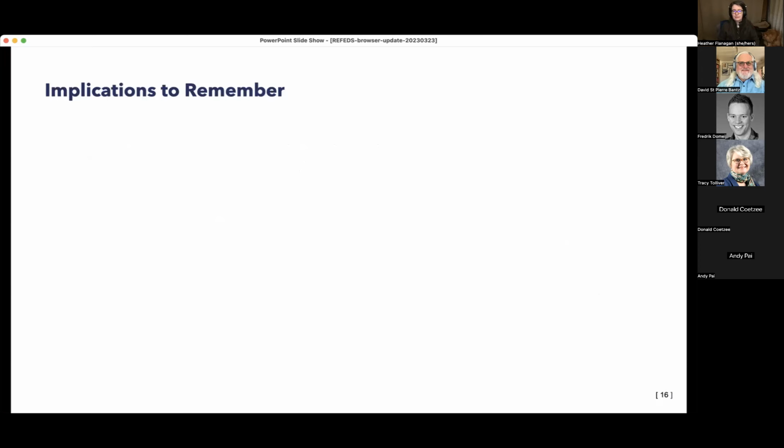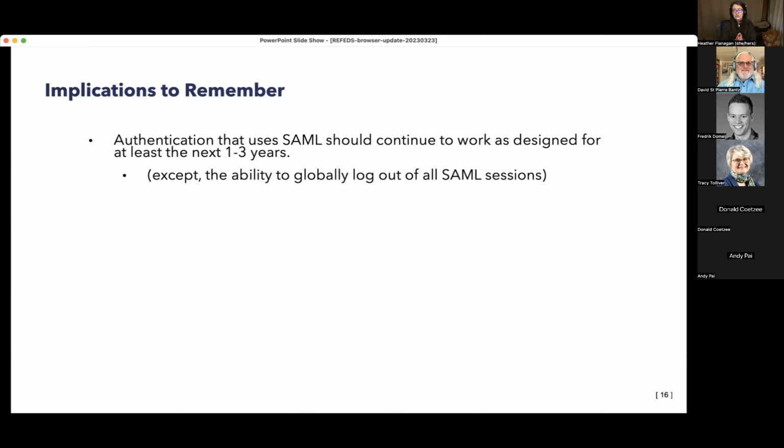So a couple things to remember. Thing number one, for the SAML people, which is our biggest use case, it's going to continue to work as designed for the next few years, with the exception of being able to globally log out of all SAML sessions. We've never consistently made global log out of all SAML sessions work anyway, so it won't work. It doesn't always work anyway, so your mileage may vary on that one.